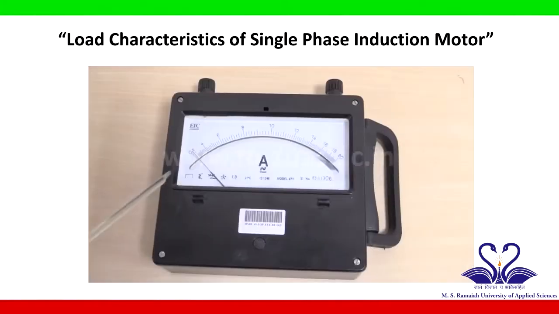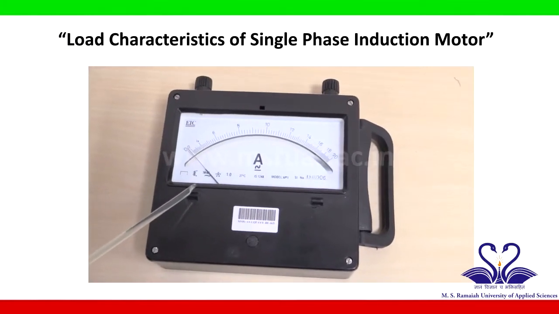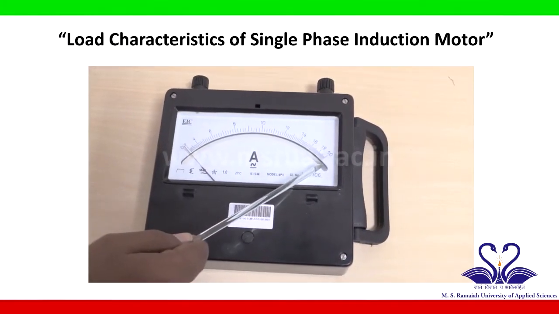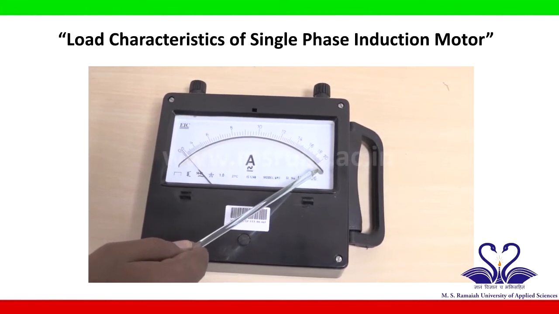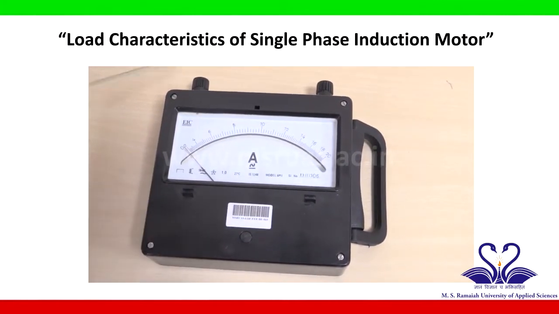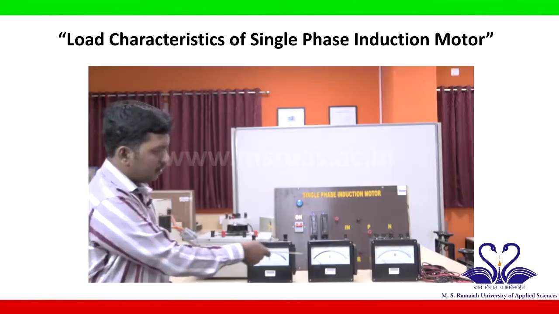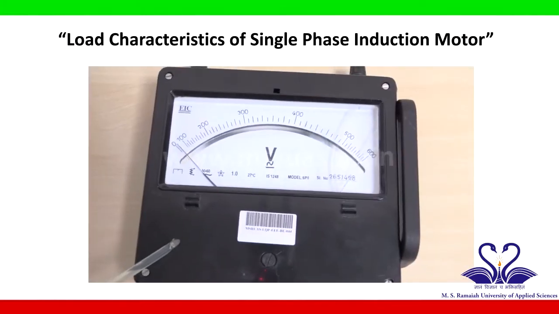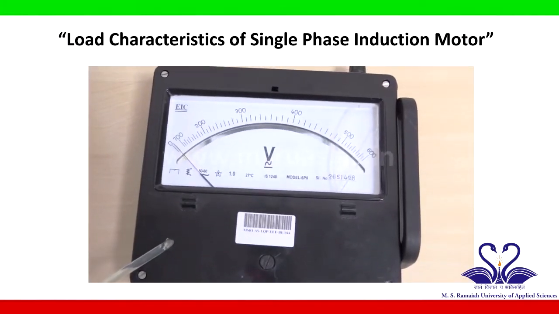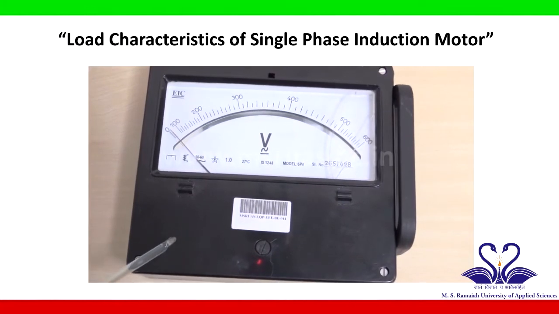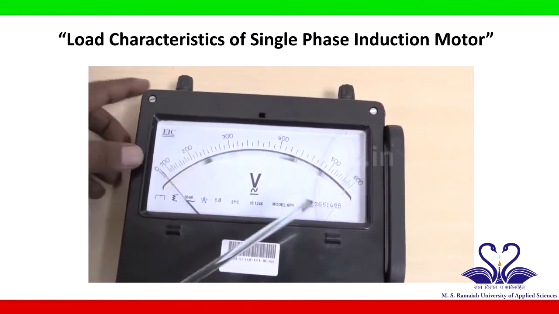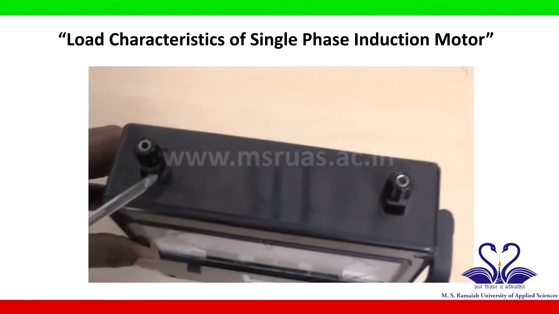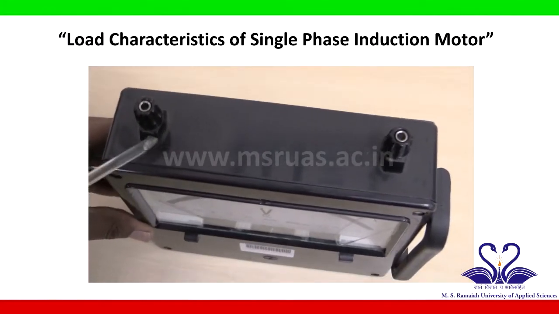Ammeter. This is the 0 to 20 amperes moving iron ammeter. It is used to measure the current, and these are the two terminals to connect the ammeter. Voltmeter. This is the 0 to 600 volts moving iron voltmeter. It is used to measure the voltage. It consists of the two terminals. So we will use these two terminals to connect the voltmeter.